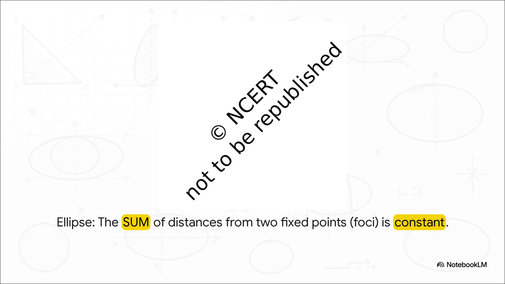If you take any point on the ellipse, the sum of its distances from the two foci is always the same. It's a constant. And the equation is x squared over a squared plus y squared over b squared equals 1. See that big plus sign? That's your clue. Remember that.